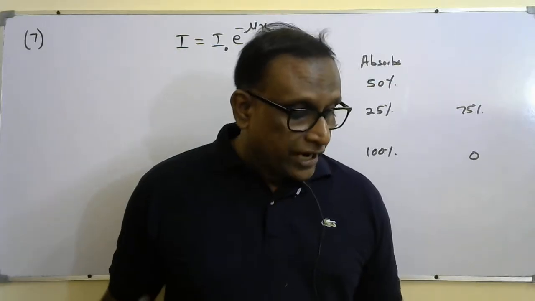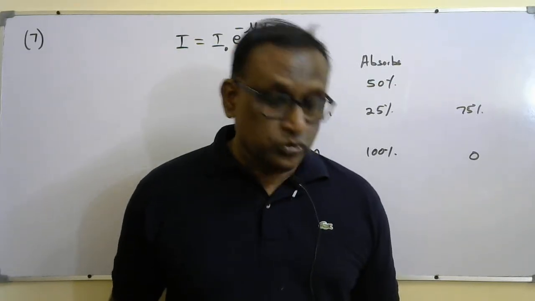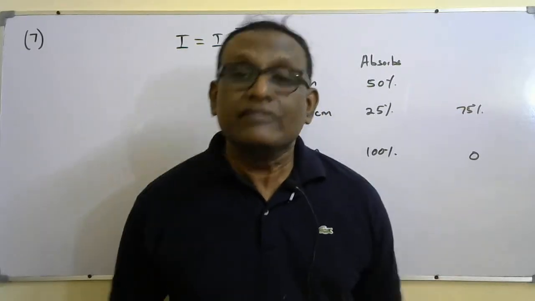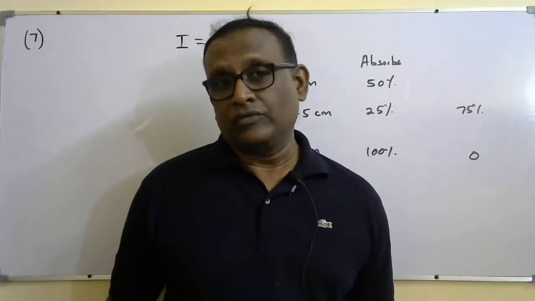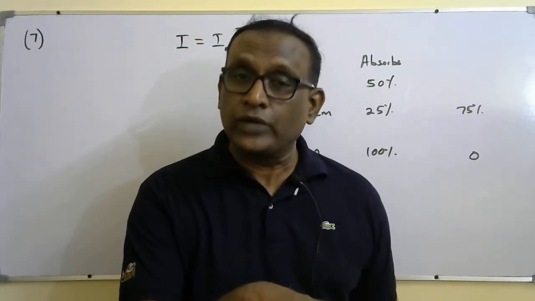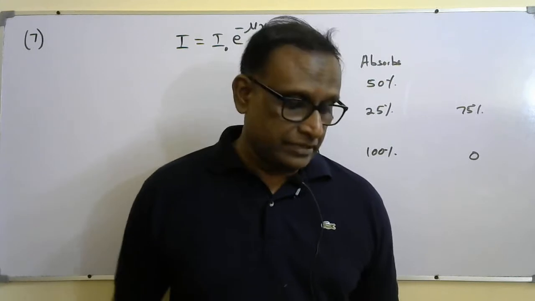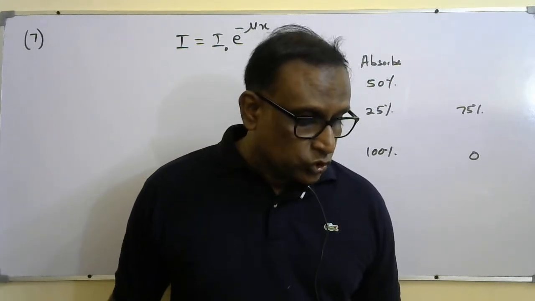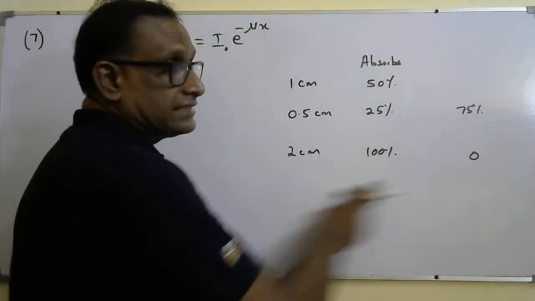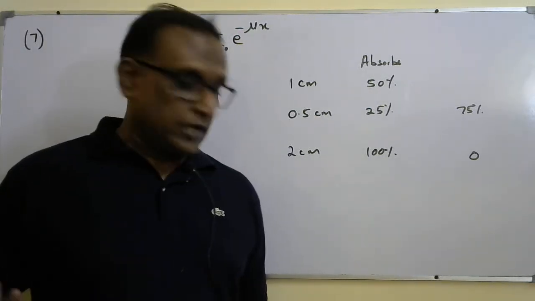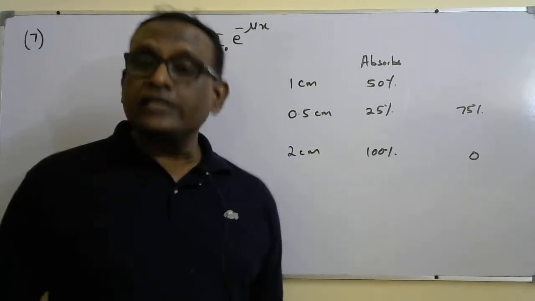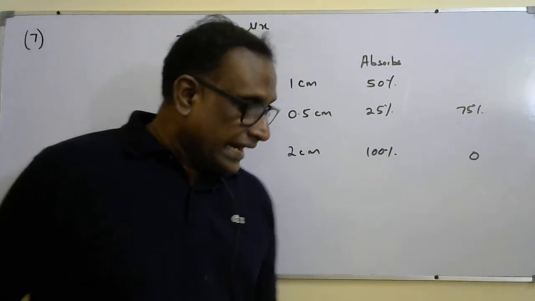Answer B, 0.5 centimeter would reduce the count rate to 25%, means that when you are reducing the thickness, absorption is 75%. That won't happen, is it? When you are reducing the thickness, absorption is increasing. That's the reason the count rate becomes 25%. That also is a wrong statement. Answer D, a thickness of 2 centimeter would reduce the count rate to 0. That is true if you are using a linear relationship. It's not a linear relationship. So answer A, answer B, answer D are not acceptable. So the only answer is C.